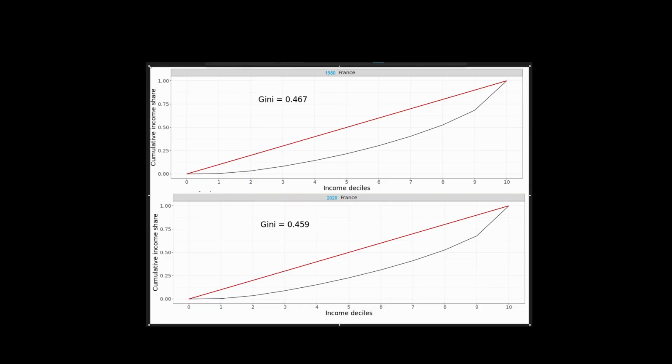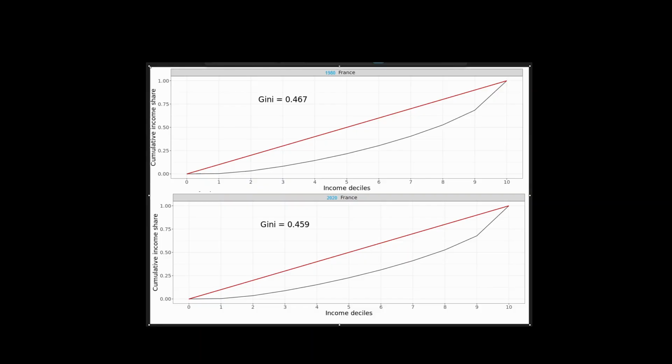What we see is that in France, we had a Gini coefficient of 0.467 in 1980. So all else equal, closer to 0, a fairly equal society. And moving to 2020, 40 years later, it has gotten even closer to 0, only slightly, showing that France has been moving towards greater equality over that 40-year period.